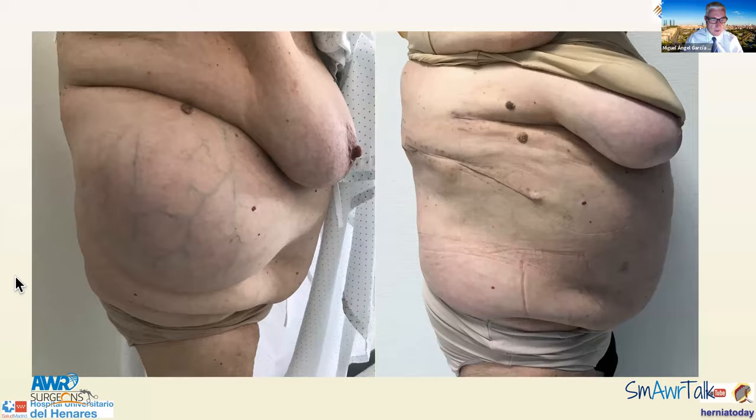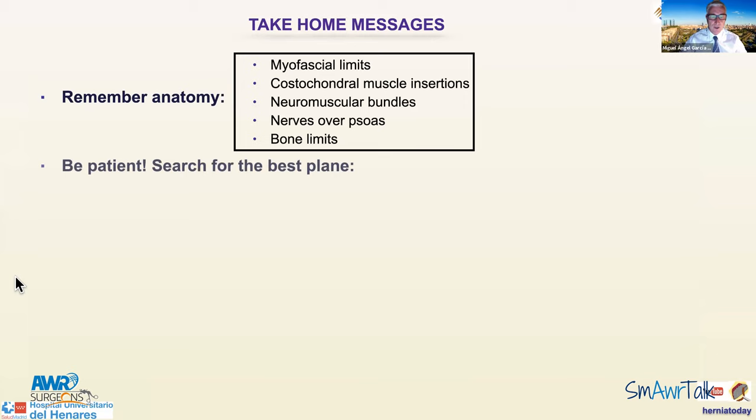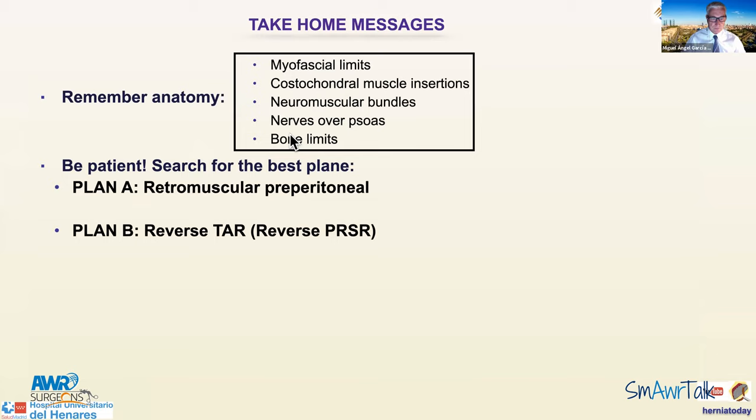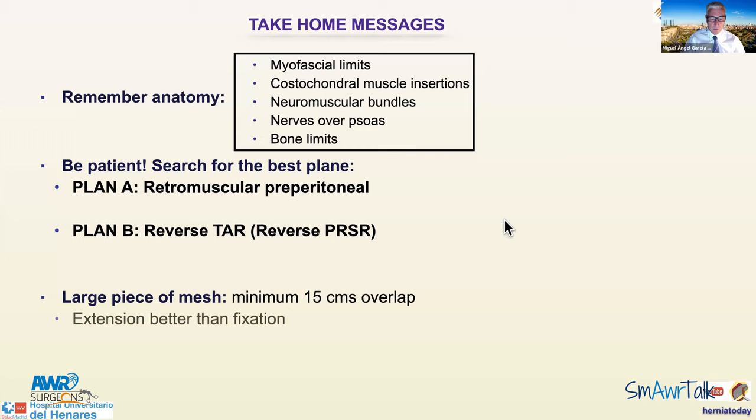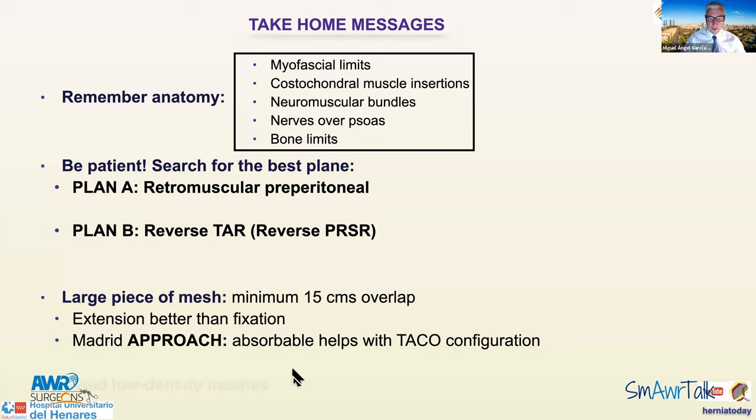So the take-home messages are very, very similar to RAM. Take care of the anatomical landmarks, the myofascial limit, the neurovascular bundles, the nerves over the psoas, and the bone limitation. Search for the best plane, which is the retromuscular preperitoneal plane, and then the second plan is to make a reverse TAR. Use a large piece of mesh with a minimum 15 centimeter overlap, extension better than fixation, and I think the absorbable mesh helps you to make this taco configuration.